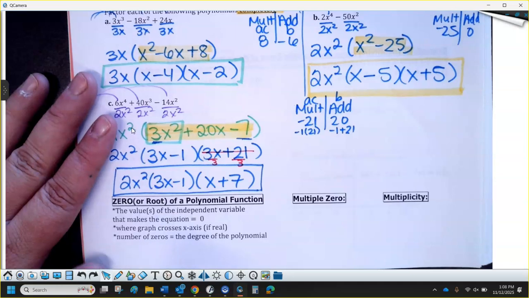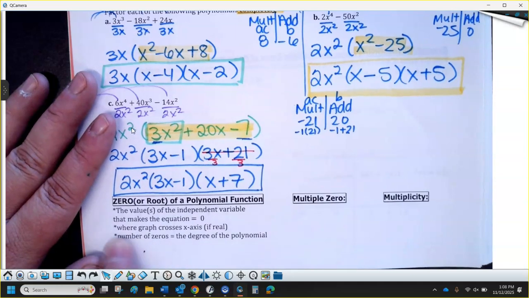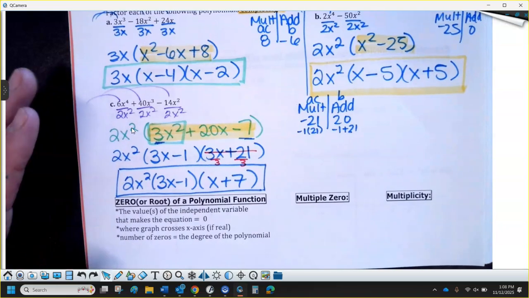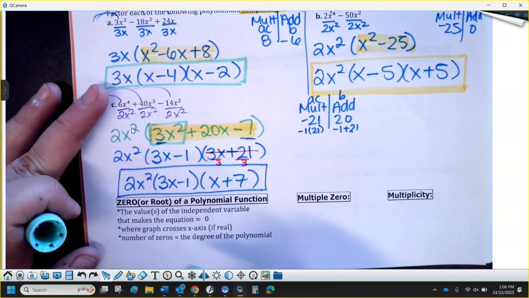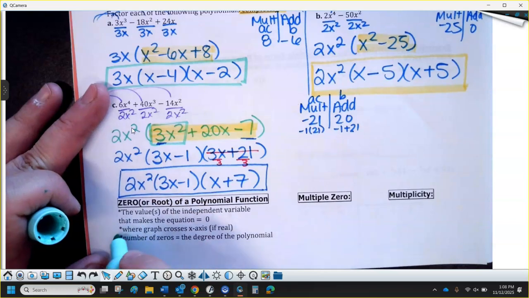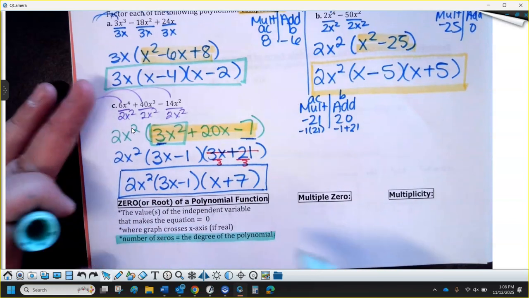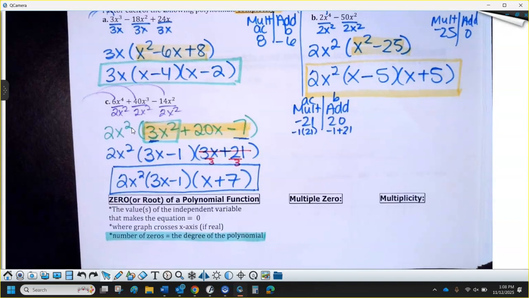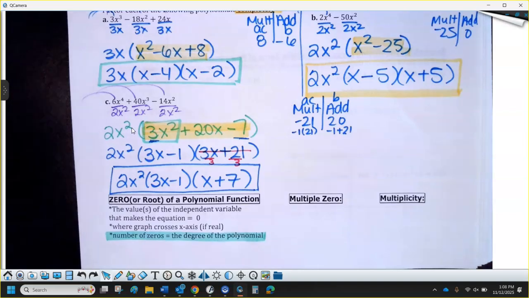Also, this is going to be where a graph would cross or touch the x-axis if it's a real number. And this is the important part for this multiplicity discussion. The number of zeros or solutions or roots or whatever you want to call them. They have all these interchangeable names. We'll probably call it a root or a zero. The number of solutions is equal to the degree of the polynomial. We're going to talk about this more in the back, but it's just the highest power of x. That's how many answers your question should have.